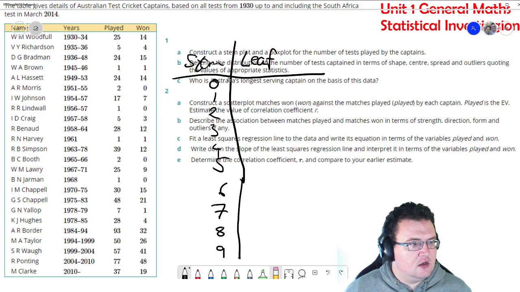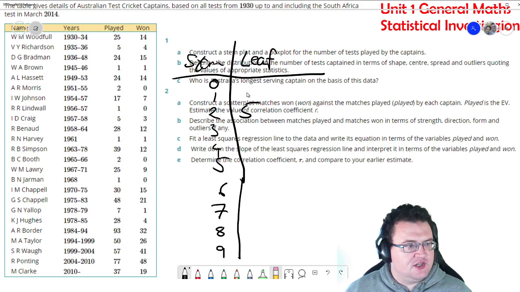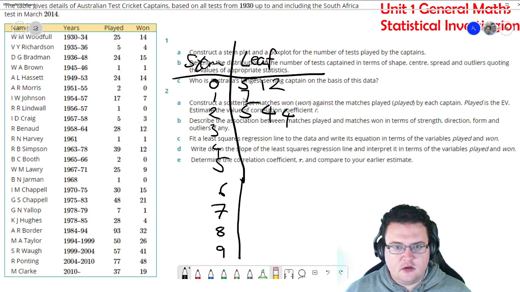So I see, so Mr. Woodfull did 25, so Mr. Richardson did 5 as well. Mr. Bradman did 24. Brown did 1. Hassett did 4. Morris did 2. Johnson did 17. Lindwall did 1 as well. Clearly had a great time there. Craig did 5.